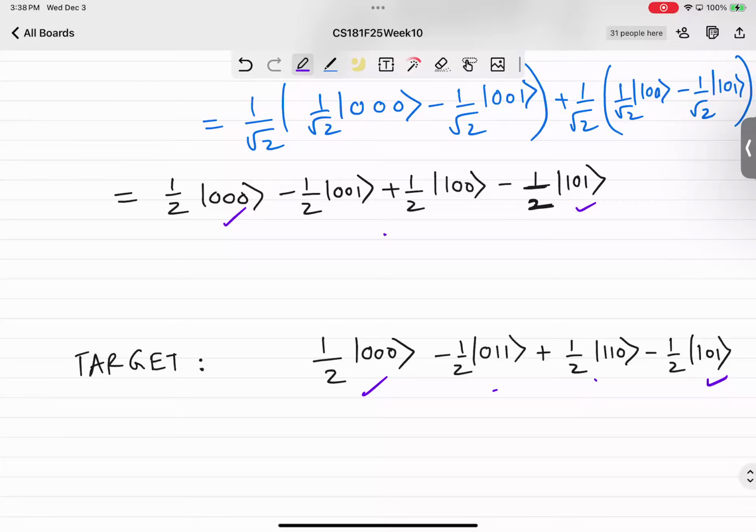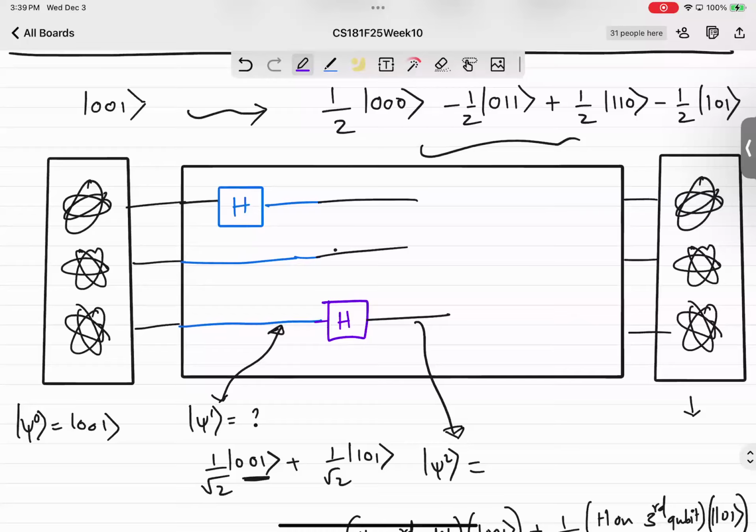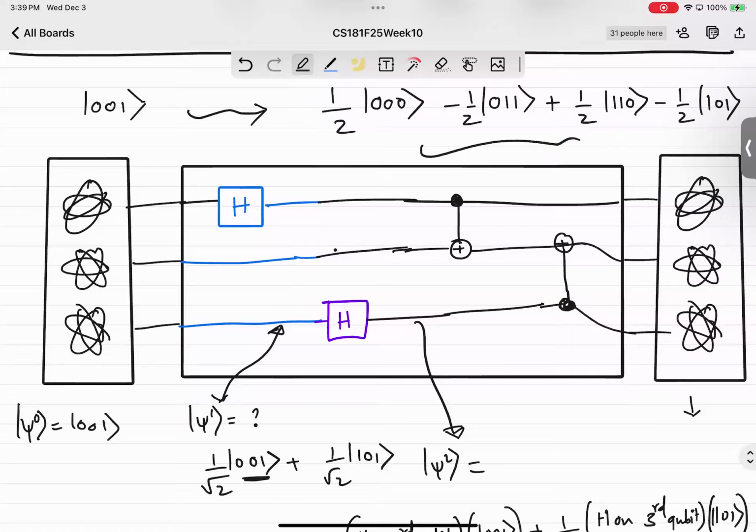And if you play around for a few minutes, this kind of works. If I do CNOT here, and then CNOT here. Okay? And you can check that this exactly does what we want. So check.